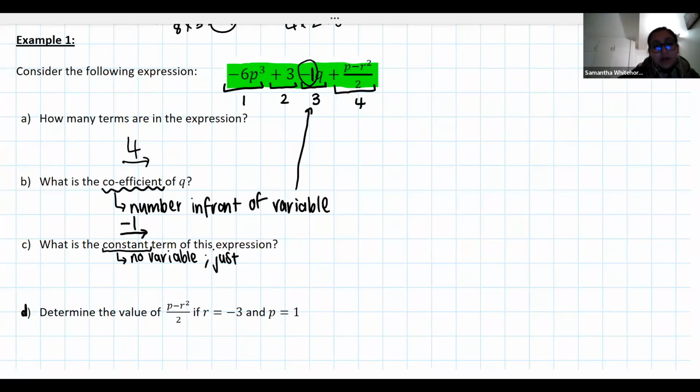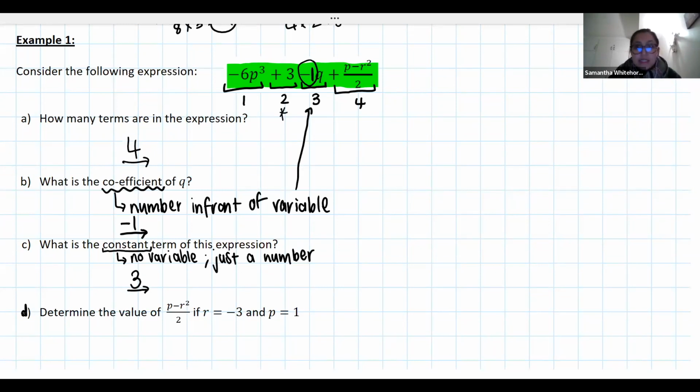Okay, so if we go to our expression, we want to look for the term that only has a number in it. We can see that's term 2. And so our constant term is 3. That is the term that has no variable attached to it. Very nice, guys. Well done.